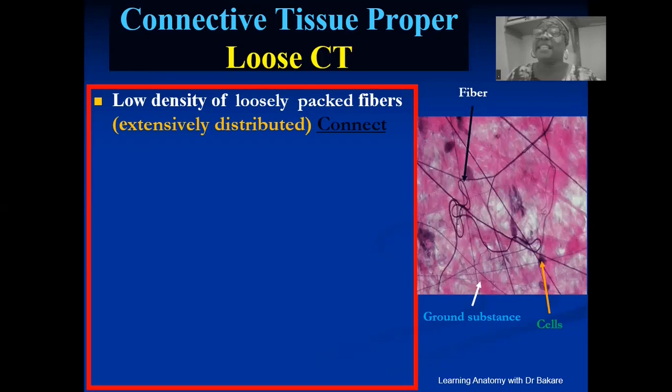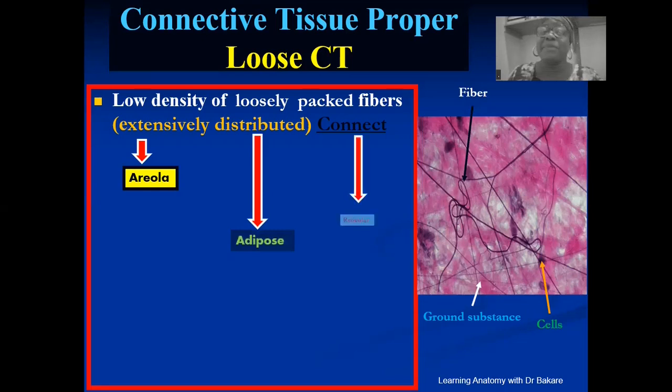So this loose connective tissue can further be subdivided into the areolar type of loose connective tissue, the adipose type of loose connective tissue, and the reticular type of loose connective tissue. We've tried to establish in our previous slide that these subdivisions are basically due to the specificity that they present, even though they already present a low density of loosely packed fibers, which of course represent a loose connective tissue.